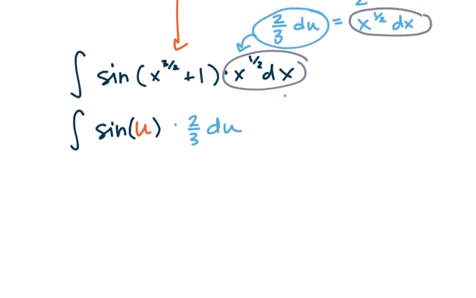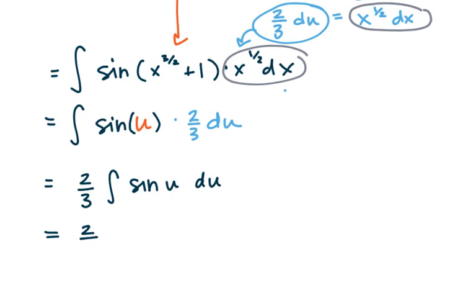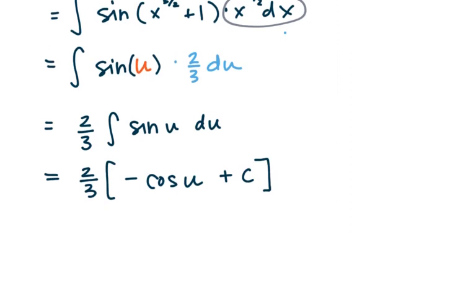All right, so this is equal to 2/3 the integral of sine of u du, and the integral of sine is negative cosine. So I have negative cosine u plus c. And I just need to distribute that 2/3 or tidy it up and then plug my u value back in. Remember, u is equal to x to the 3/2 power plus 1. So my final answer here is negative 2/3 cosine of x to the 3/2 plus 1, plus c.